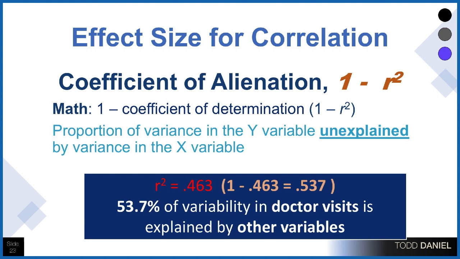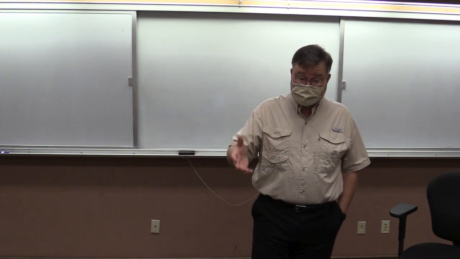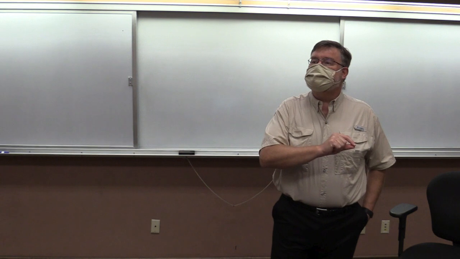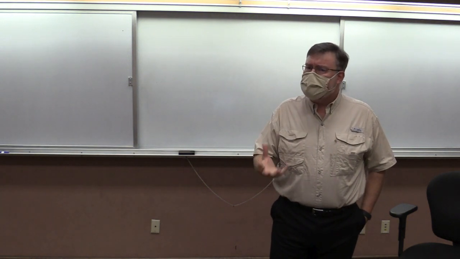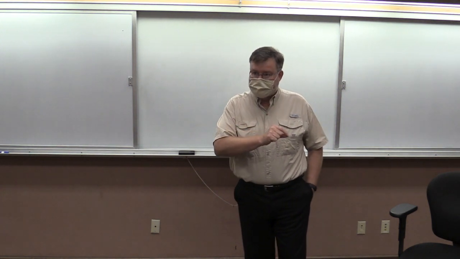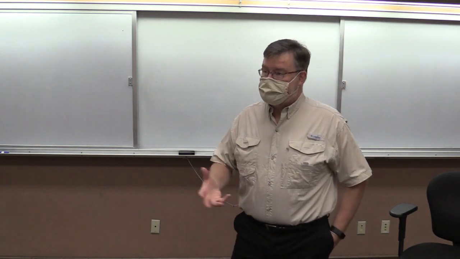We can also turn that into a percentage. Move the decimal two to the right. 53.7% of variability in doctor visits is explained by other variables, like how much you exercise and look after your weight and wear a mask, and things that you have control over. That explains the other half of the variability in whether you have to go see the doctor. So we have explained variance and unexplained variance, and our goal, our desire, is that we are able to explain as much variability in that second variable, or we'll call it the outcome variable, as we possibly can with all of our input variables.